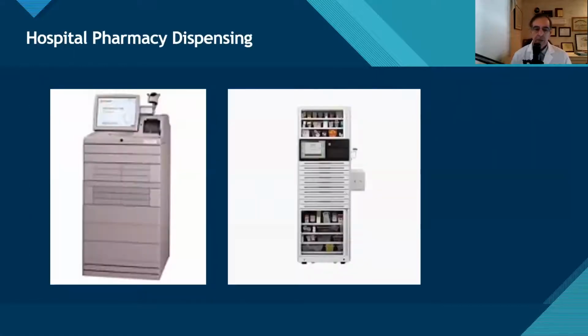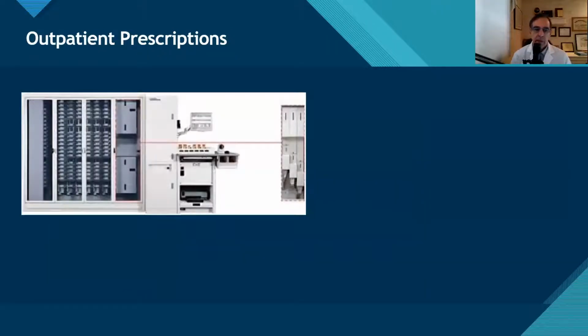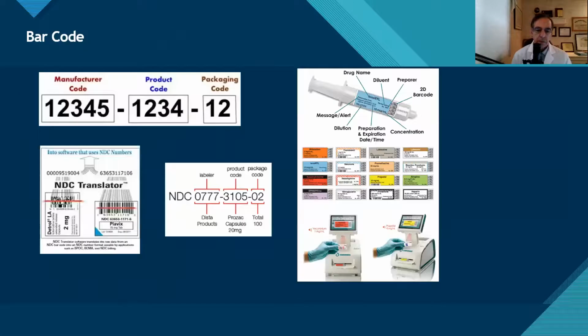So barcode you'll find everywhere in hospital dispensing, making sure that the right drug goes into the right pocket in the ADC. We also have an outpatient, making sure the right drug goes into the right bin in the prescription filling robot. And most of the time, this barcode is really a representation of the National Drug Code or NDC number. Now, we can talk a lot about the NDC and the problems with it, but it's pretty much the standard right now for identifying medications within our systems.